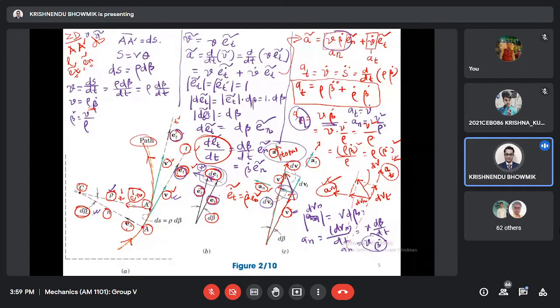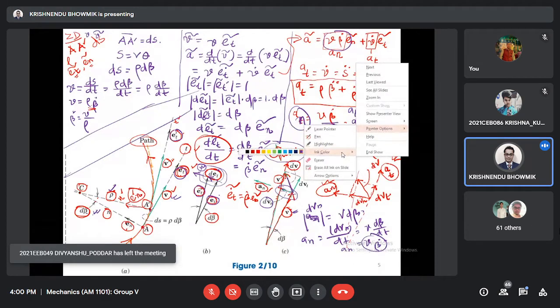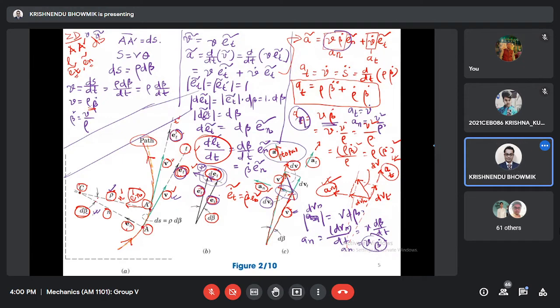So now, whatever I told, this curvilinear motion. Now let's concentrate on some special case right from here itself. Now this rho, which was in this form, we can vary. Let's have rho equal to a constant, say r, the radius of a circle, and this beta we can replace by theta.